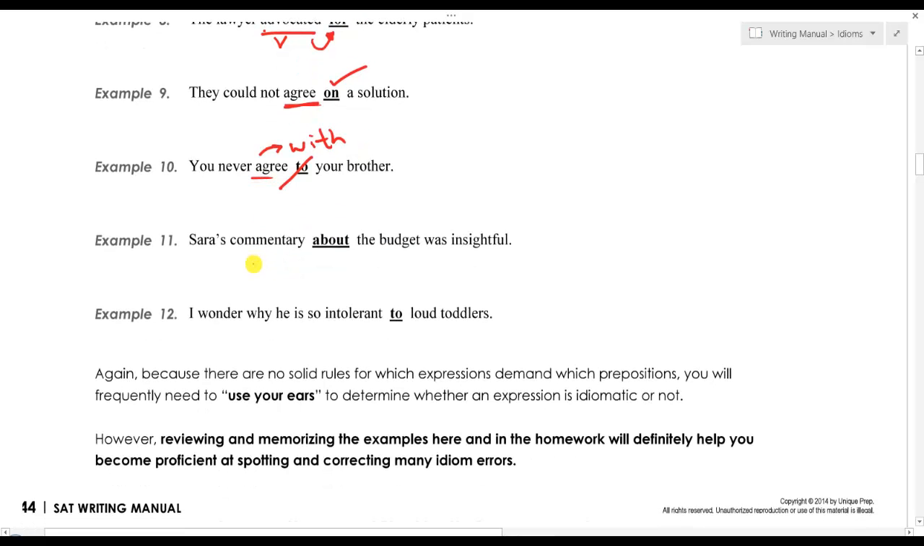Number 11, sort of a difficult one. Sarah's commentary about the budget. No, you do not give a commentary about, you give a commentary on something. So Sarah's commentary on the budget.